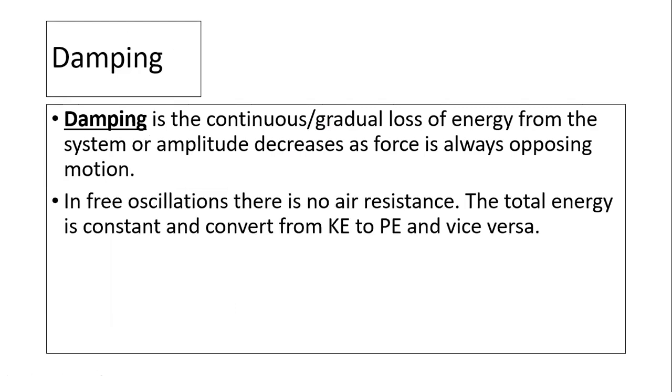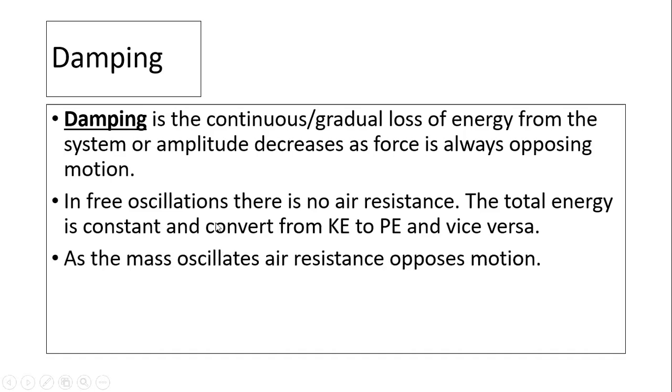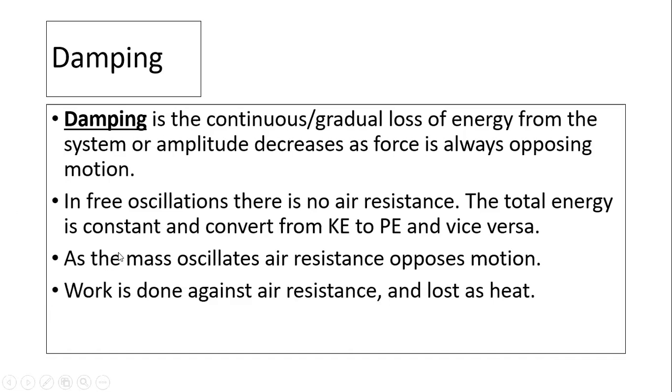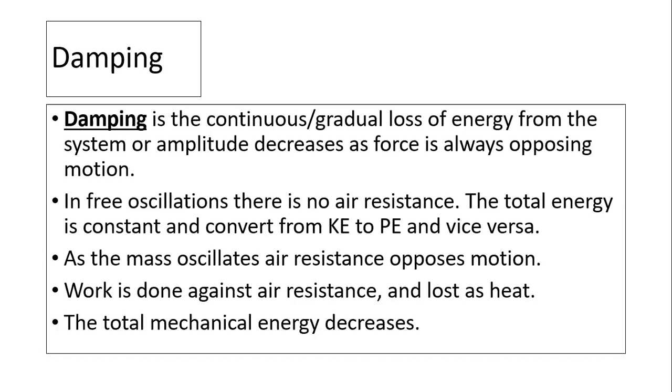In free oscillation, there's no air resistance. Total energy is constant. Remember when we say total energy, it's the total energy of the system. So in free oscillation, kinetic converts to potential, potential to kinetic. That's all. But in damped oscillation, as a mass oscillates, air resistance opposes motion. So there is work done against air resistance, and that work done is lost as heat. So now the total energy will decrease. Total mechanical energy decreases.